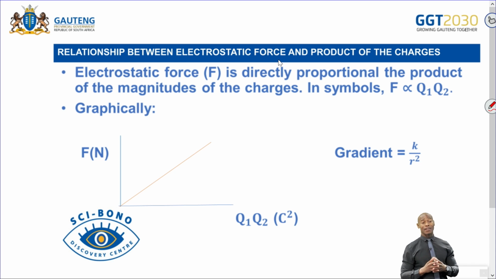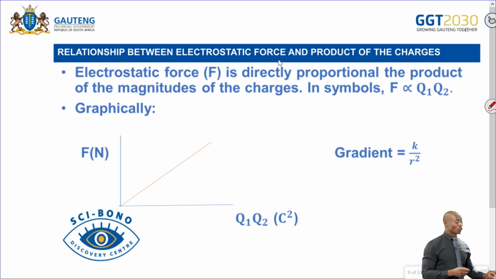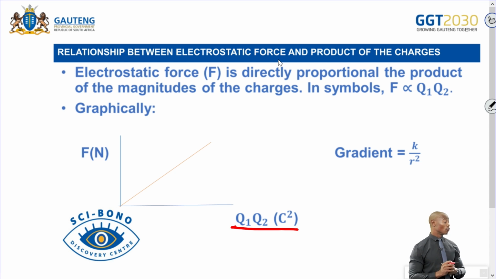So then we can also represent that relationship using a graph, all right? So this is the graph of electrostatic force, which is measured in newtons, versus the product of the charges. And for the product of the charges, remember, the SI unit for charge is the coulomb. So here it is coulombs times coulombs, which will be coulomb squared, all right? So let's look at the relationship. The relationship is directly what? Proportional. So this is the graph that shows the direct proportionality between the product of the charges and the electrostatic force, all right?